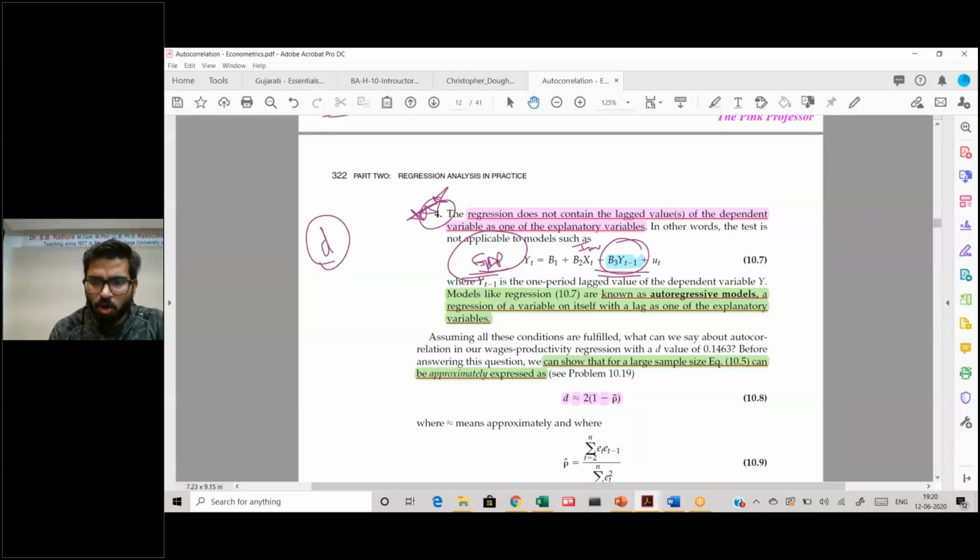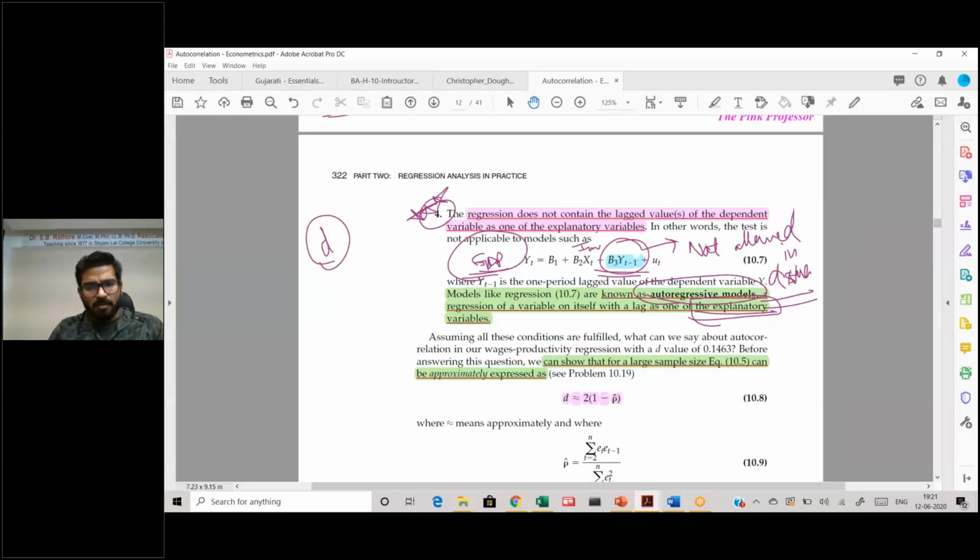That is called an autoregressive model, where a lagged version of the dependent variable is an explanatory variable as well. So this is not allowed in the D statistic. However, if you use the Lagrange multiplier test, that is perfectly okay.